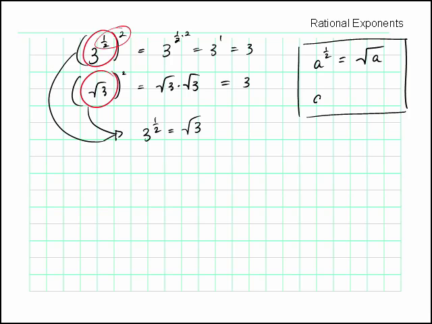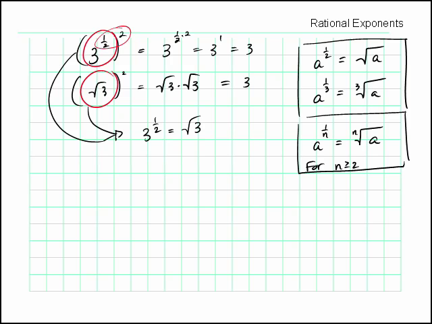Likewise, if I had A to the 1/3 power, that actually means cube root A. And in general, A to the 1 over n means the nth root of A, as long as n is a whole number 2 or larger, for n greater than or equal to 2, an integer. Some examples of that.